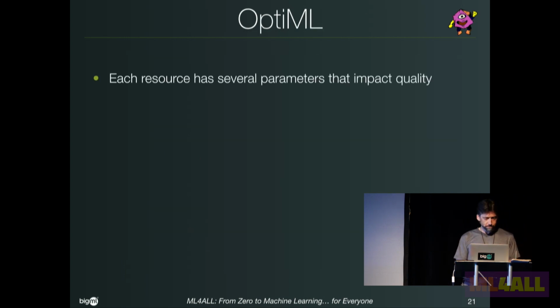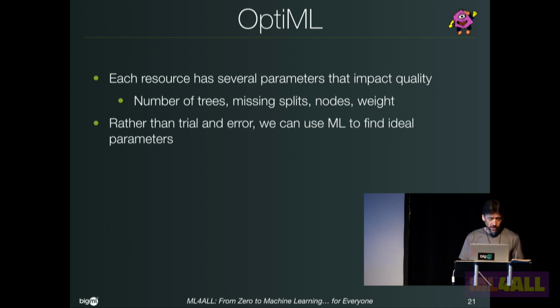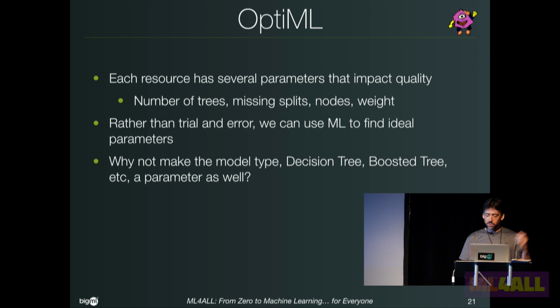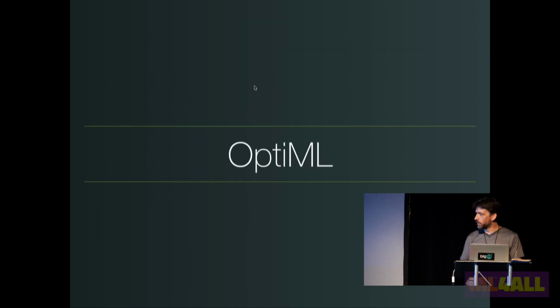So let me introduce you to OptiML. Okay, so each resource has several parameters that impact quality, number of trees, missing splits, nodes, and weights. Rather than trial and error, we can use machine learning to find ideal parameters. Well, why not make the model type, whether you can use a decision tree, a boosted tree, et cetera, a parameter as well, parameterized model type. Okay, so similar to the deep network search, but we'll find the optimum machine learning algorithm parameters for your data automatically. All right, this is what we're going to do.